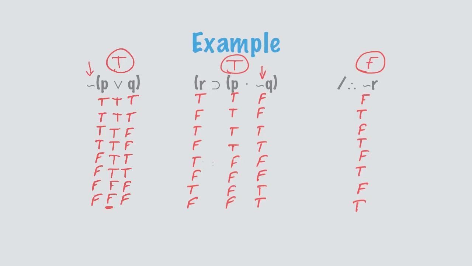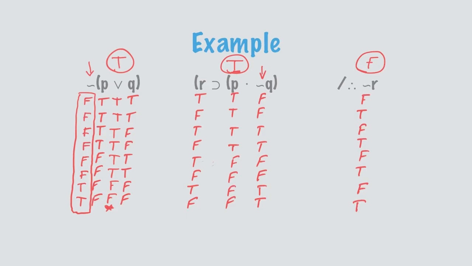So starting at the top, I have false, false, false, false, false, false, true, true. All right, so I'm taking the negation and applying it to this center row. Now I have the value for the first statement. These are all the possible values. Now I do the same thing with the next premise.